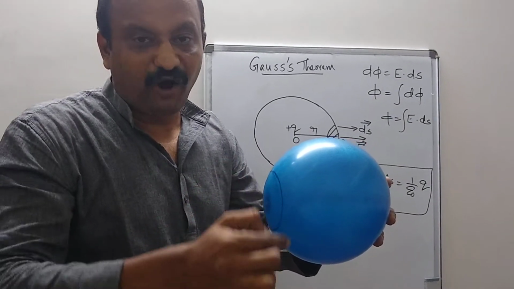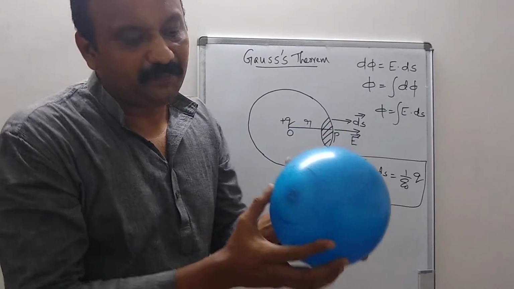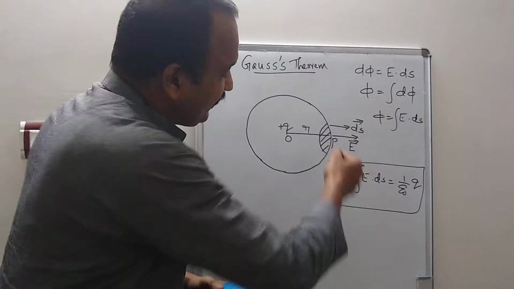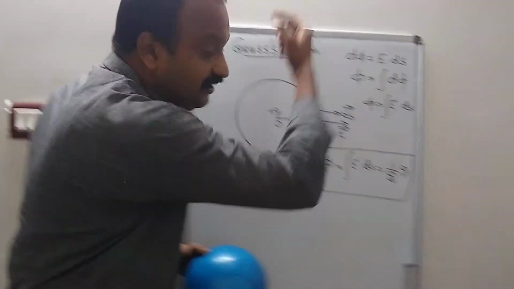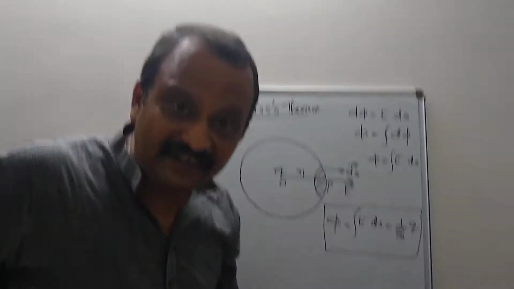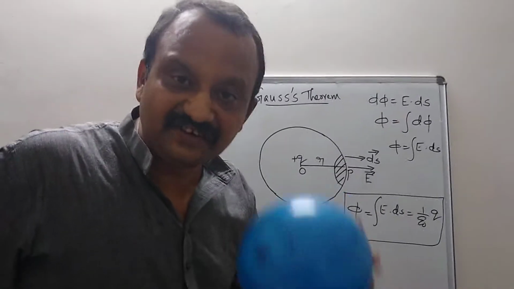You consider a small area around the point P. That area is called ds. Because it is a small area, that area is taken as ds.